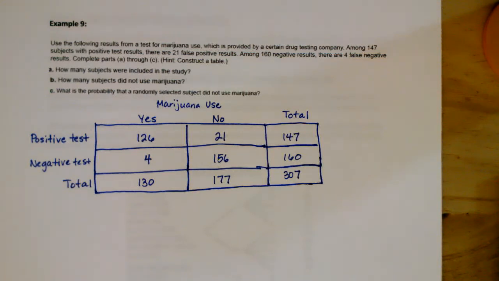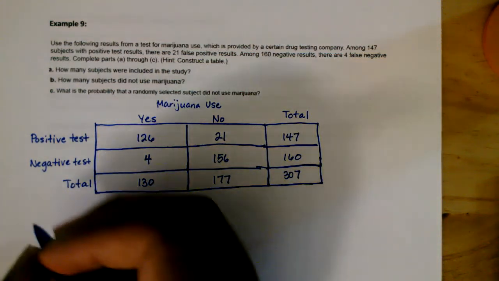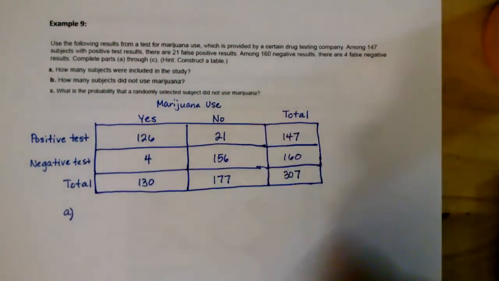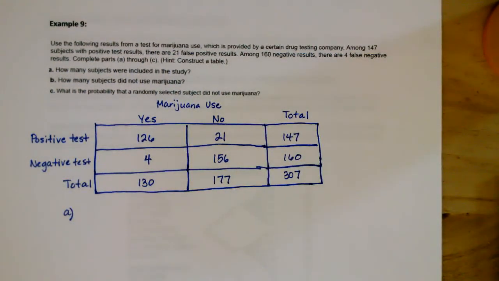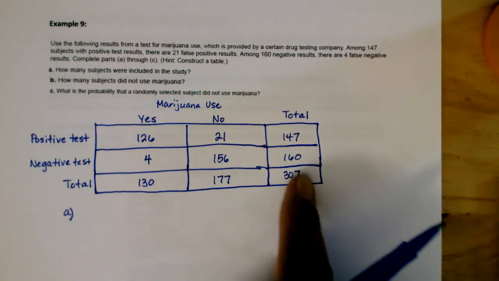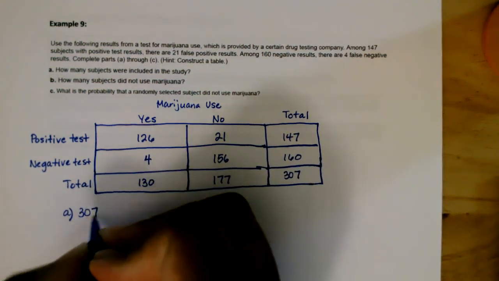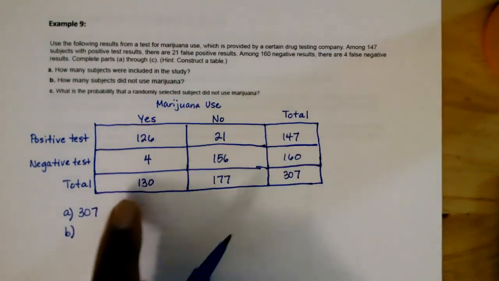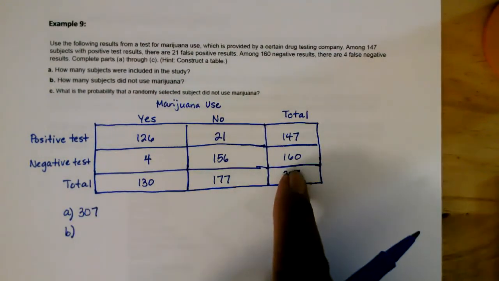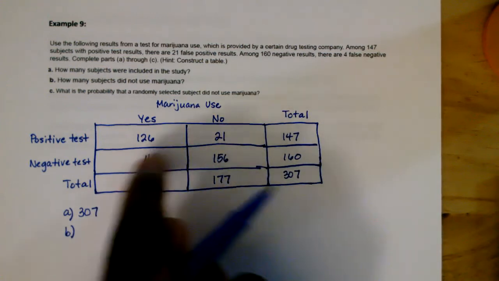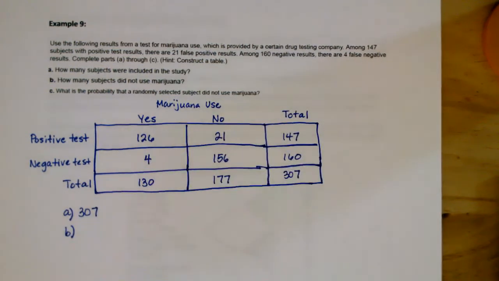So let's answer parts A, B, and C. All right, in part A, it says here, how many subjects were included in the study? Well, guess what? I've already added those numbers. So that's 307 altogether. And even if I didn't have these total rows and columns here, you can add 126, 21, 4, and 156 together to get 307.